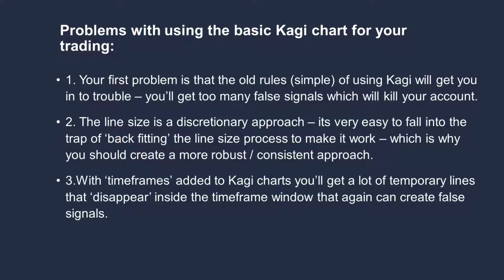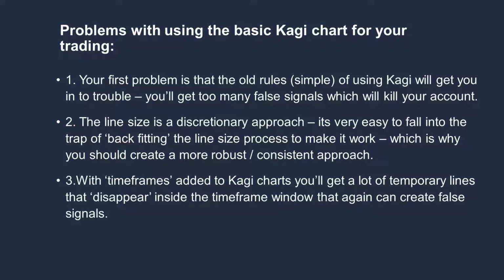Other things that we need to know, problems you might encounter: line size is very discretionary. It's very easy to fall into the trap of backfitting the correct line size to what looks like it works at the moment, but might not going forward, so you have to be very careful in back testing, and we'll look at ideas of getting around that in later sections. But if you don't create a robust, consistent approach, again you're going to fall into trouble.